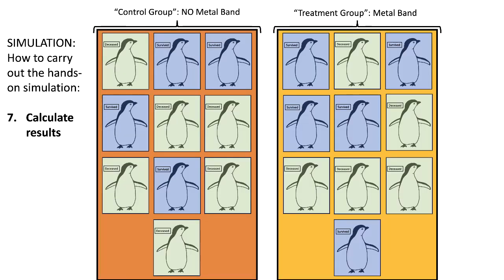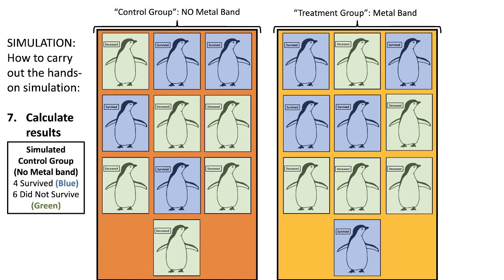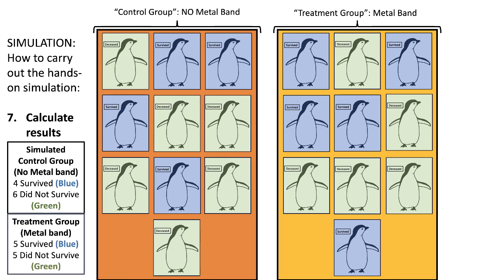Now we're going to calculate our results from the simulation. So in my simulated control group without the metal band, I had 4 penguins that survived and 6 penguins that did not survive. If you're doing this at home, you probably received different results. In my simulated treatment group, I had 5 penguins survive and 5 penguins not survive. And once again, you probably also had different results if you're following along at home.